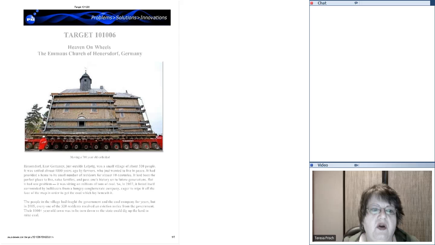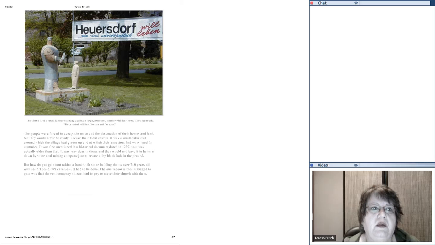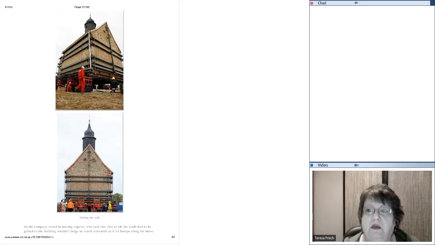All right, so the target is the moving of the Emmaus Church of Hursdorf, Germany. And I don't speak German. So we'll see how well things appear to be going. I don't really want to read all of that. Well, just want to jump around whether I want it to or not.